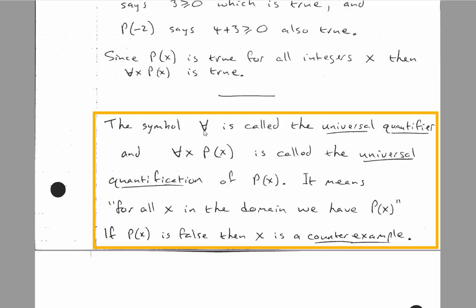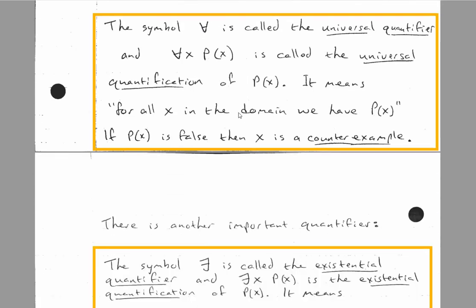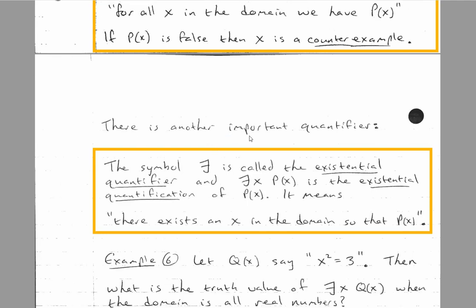All right, so that's our universal quantifier. Okay, there's another quantifier with a different symbol. This is like a backwards E, E for exists. So this symbol is called the existential quantifier. And this statement is the existential quantification of p of x. The way to read this is, there exists an x in the domain so that p of x.